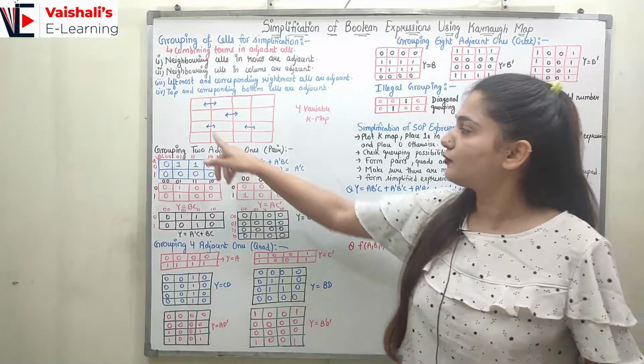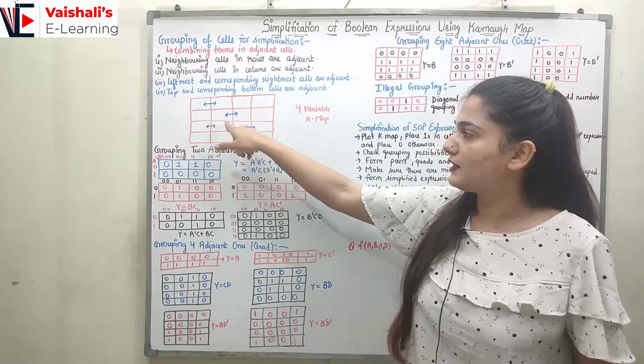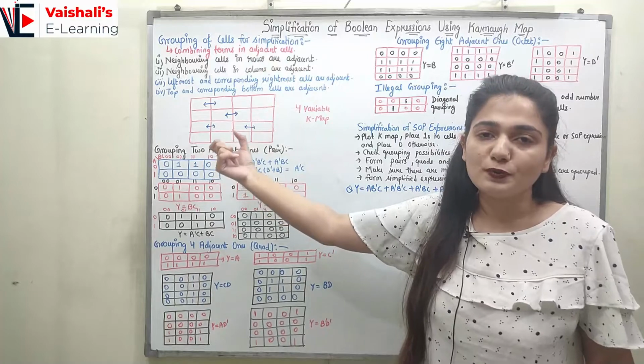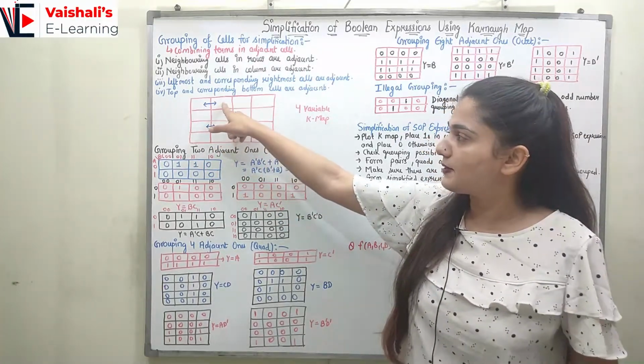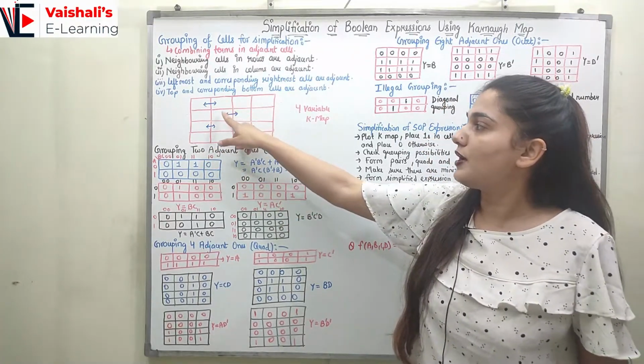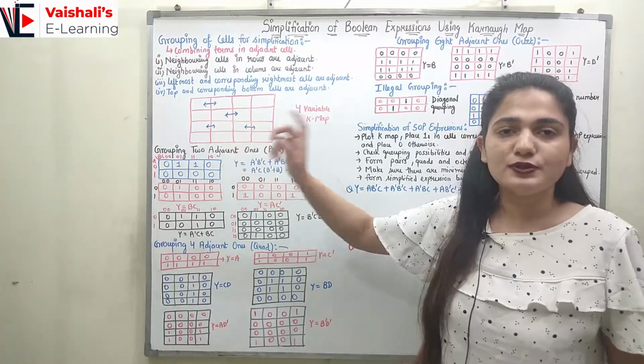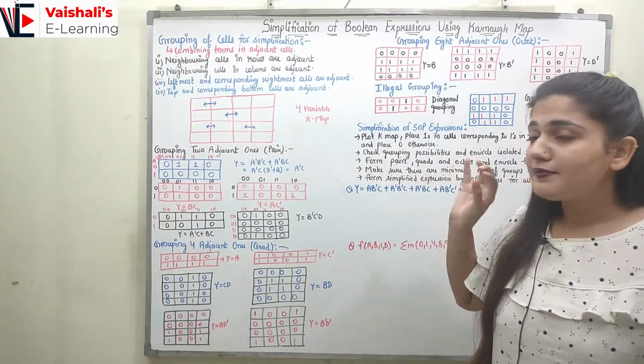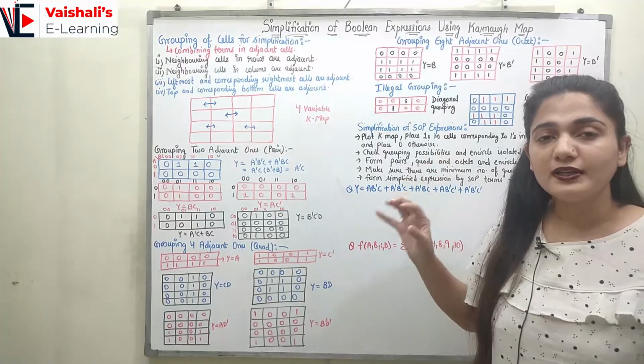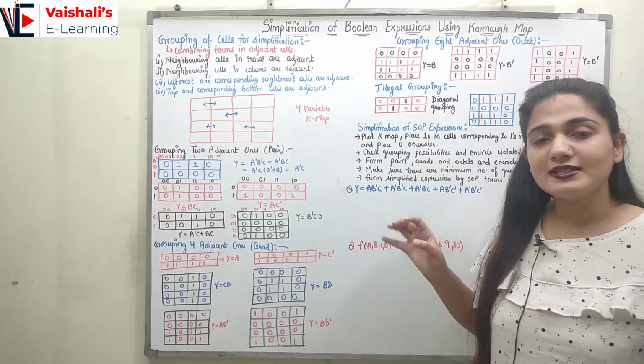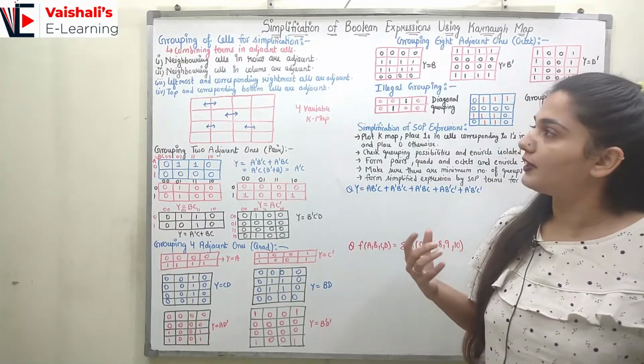If I have 1 and 1 present on these 2 cells, we can group these 2 ones. Likewise, 1 and 1 present in these 2 cells, we can group, and in these 2 cells as well. Whenever we have 1 and 1 neighboring in the adjacent cells in the K map, we can group them.